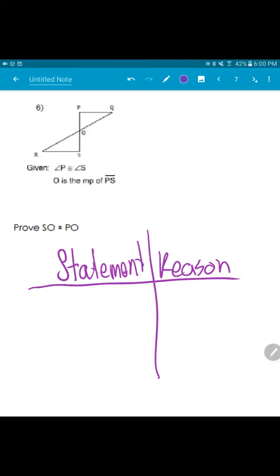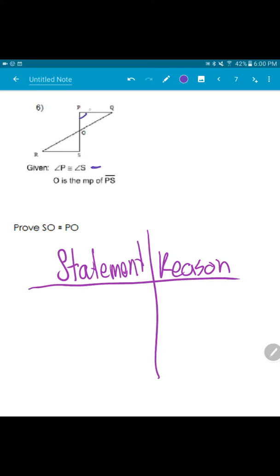Okay guys, by now we should be getting the hang of the whole statement reason setup. We should still all be marking up our diagrams first. So this is your little helper guide for question 6. Now, as always, I'm going to start here by labeling my givens.